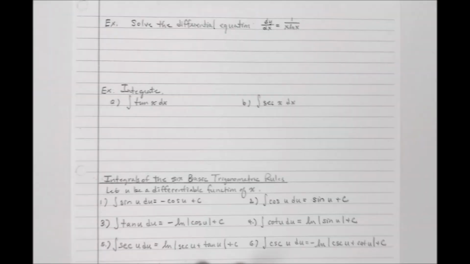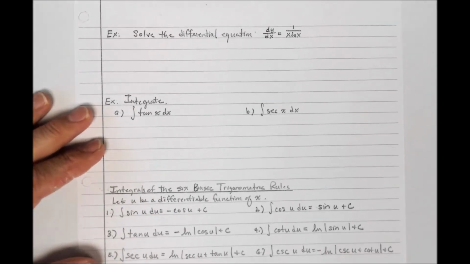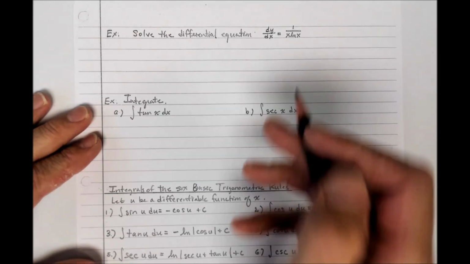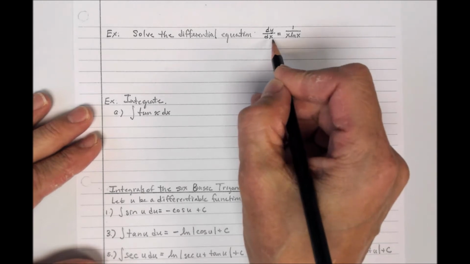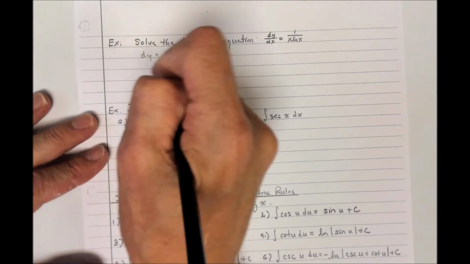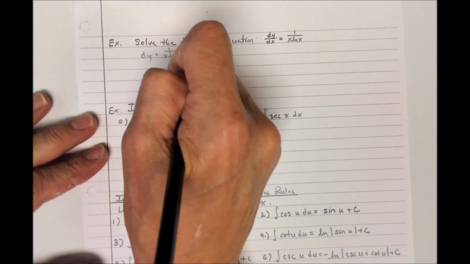Now here's the differential equations, kind of a cool looking problem. When we solve differential equations, we really only have one approach, and that is to separate the variables. So to separate the variables, I have all my x's on the right side with the dx, so I'm going to write this in terms of differentials. I'm going to write this as dy equals 1 over x natural log of x dx. And I'm going to integrate both sides.